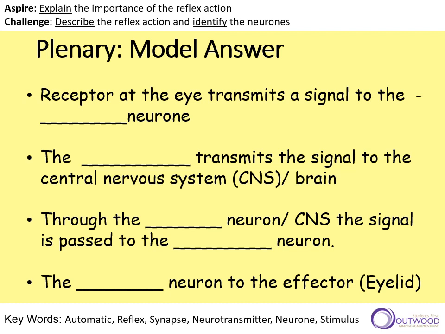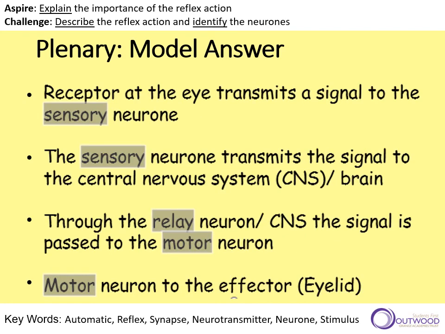Okay, so let's go through the answer. Remember the question was, describe the pathway of a blink reflex. So you're seeing a B. The receptor at the eye transmits a signal to the sensory neuron.